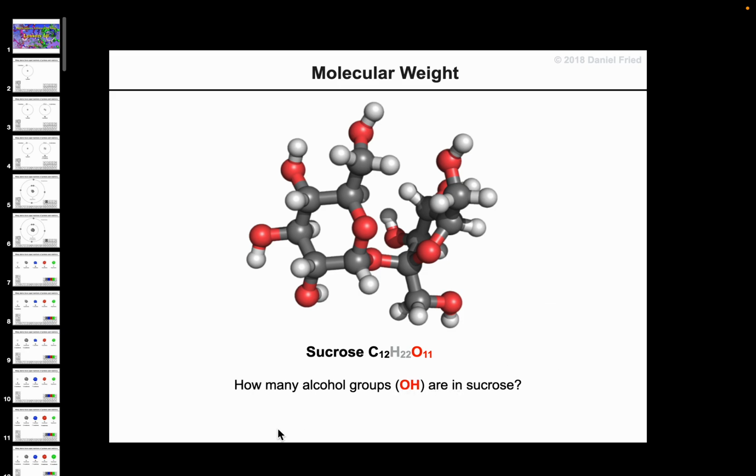How many alcohol groups are in sucrose? Those are the OH groups. We'll talk more about those in the functional groups unit. Well, you might want to pause. There are 8 alcohol groups.